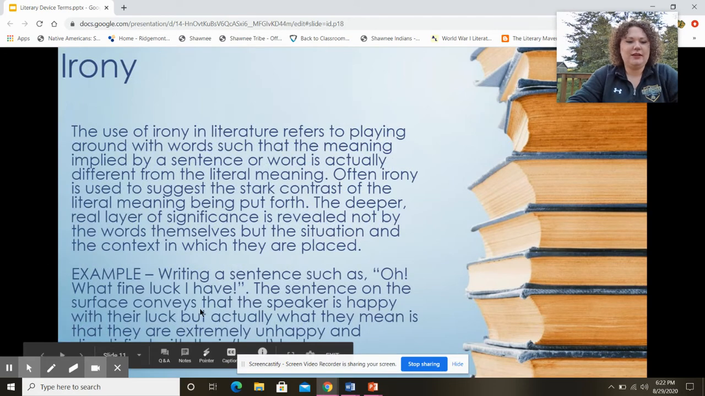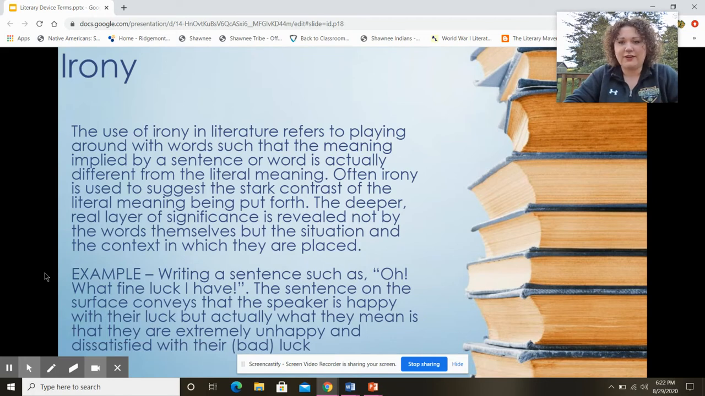Irony. This one can be difficult to get across sometimes and to truly understand. It doesn't help if any of you know the Alanis Morissette song. She defined it incorrectly. So the use of irony is literally where you are playing with words and the meaning that is implied by that sentence or that word is different from the literal meaning. Okay. So it's often used in stark contrast to each other.